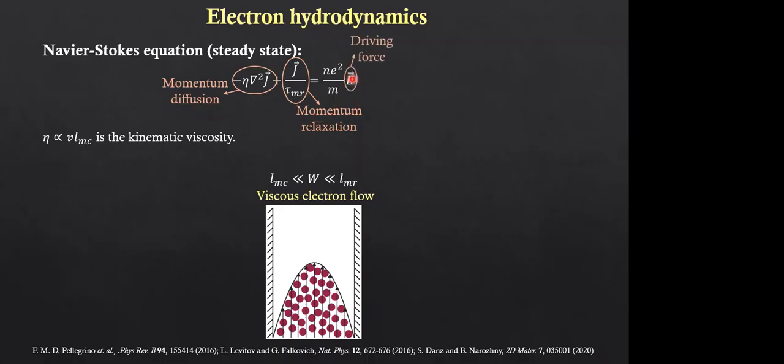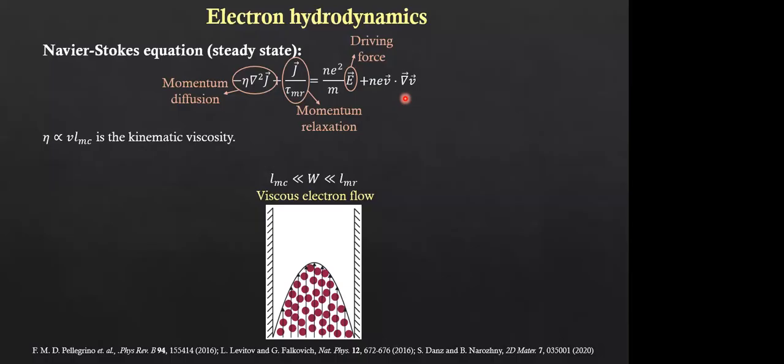And we have a driving force, the electric field, in the system. And these three terms conspire to give the hydrodynamic flow in the system. Now, one can actually have a nonlinear term like this V dot gradient of V term in the equation. And in general, this type of nonlinear term gives rise to turbulent flow in a system.